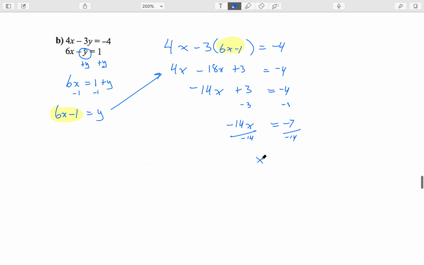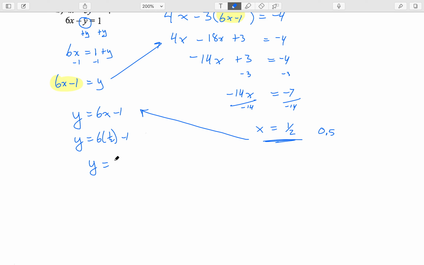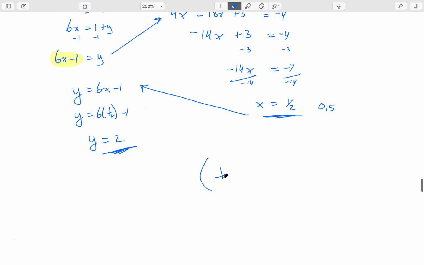Look, here's what we get. We get x is equal to positive a half, or 0.5. Either way. Now, what is the y value? I don't know, but you know what? This is where I come back now. Now I'm going to plug it in here. Remember, y is equal to 6x minus 1. Well, x is a half. So y is equal to 6 times a half minus 1. In other words, 3 minus 1, y is equal to 2. Okay, so here's my solution. X value is a half, y value is 2.